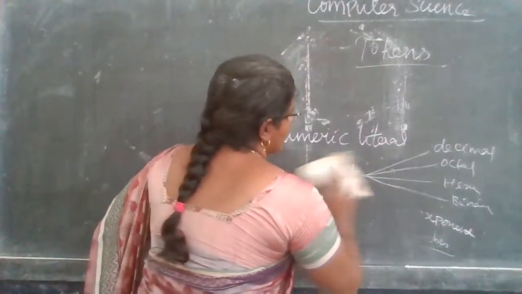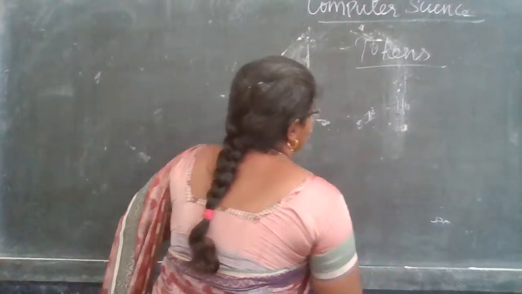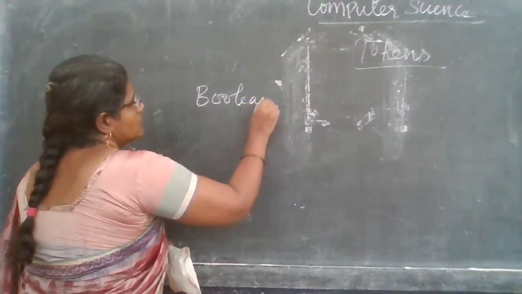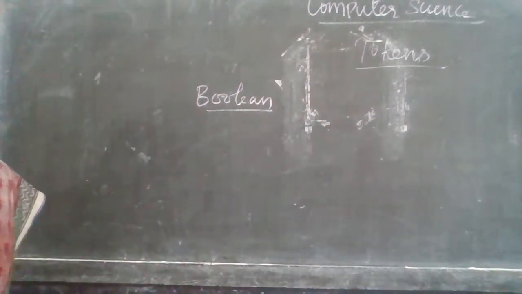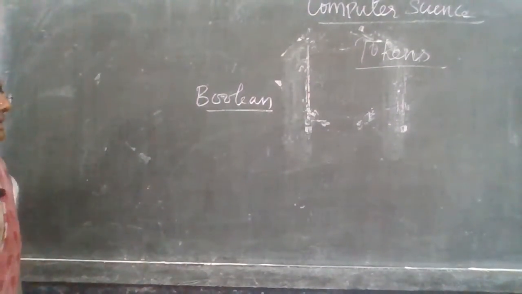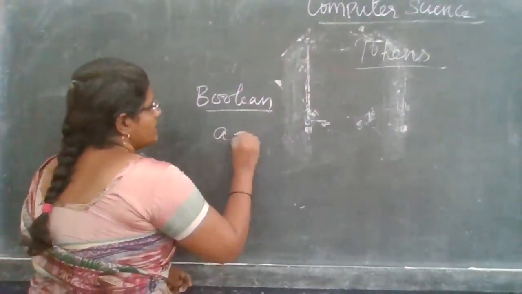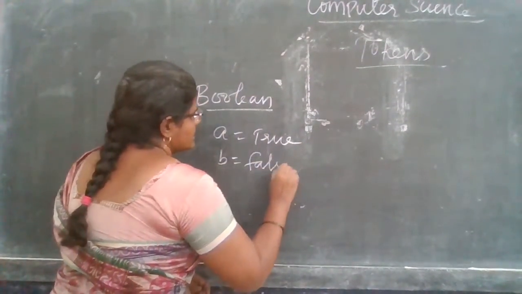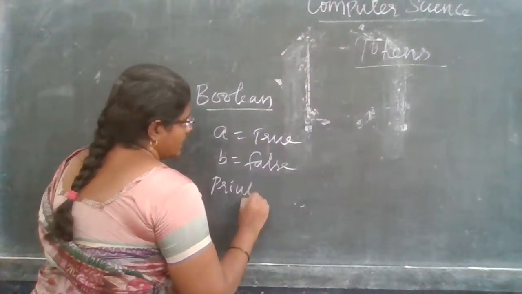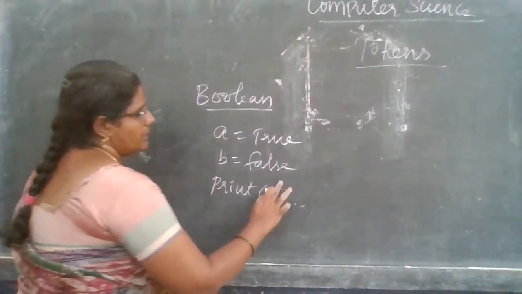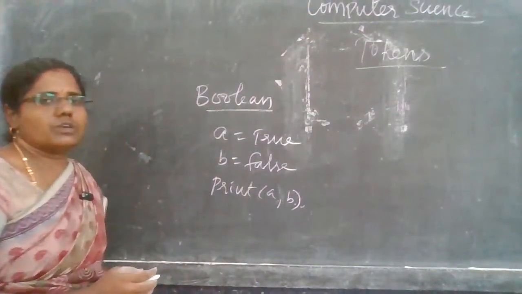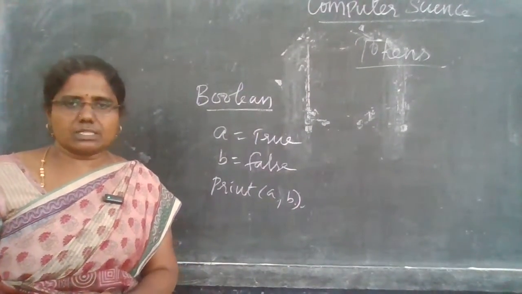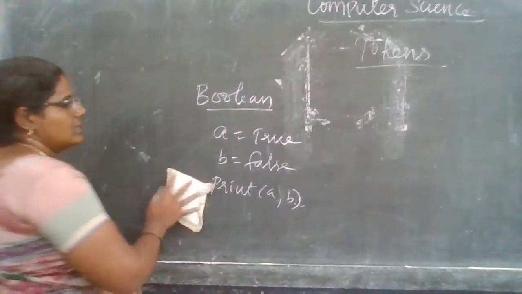So these are the numerical literals. Next literal is Boolean literals. Boolean means it assigns the value true or false. That's considered a Boolean type of literal. A equal to true, B equal to false. I'm writing like this. Print A, I get the result true. Print B, I get the result false. So if you are assigning the value true or false, it is considered a Boolean type literal.